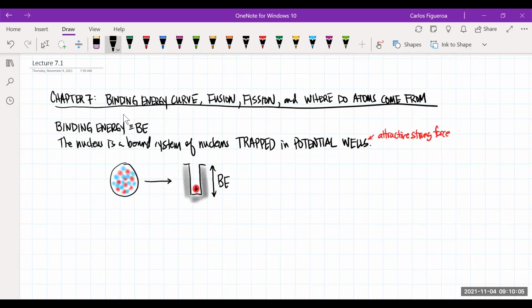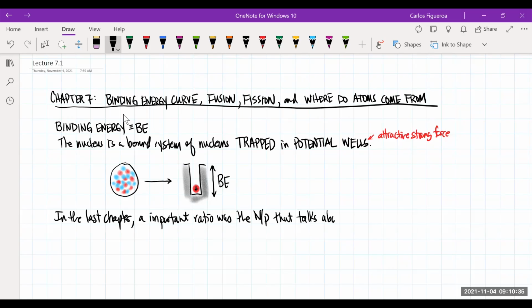And so if I want to move on to where we've got to go here, in the last chapter, an important number or important ratio was the N/P ratio, that talks about stability and instability, or unstable nuclei. That was an important ratio.